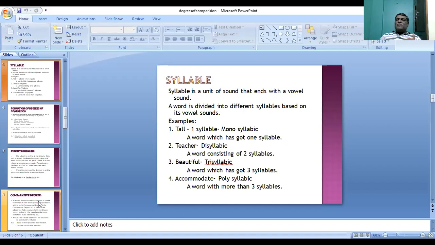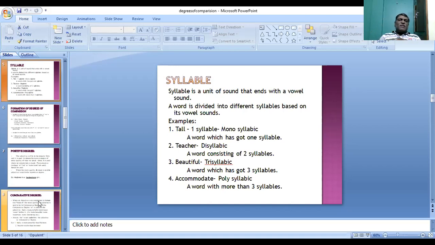For monosyllabic words, you can see small, big, tall, high, low. These are all words which have only one syllable. A word which has two syllables, like teacher, handsome: han, some, two syllables. Beautiful: beau, ti, ful. So there are three syllables. That's why it is called trisyllabic.